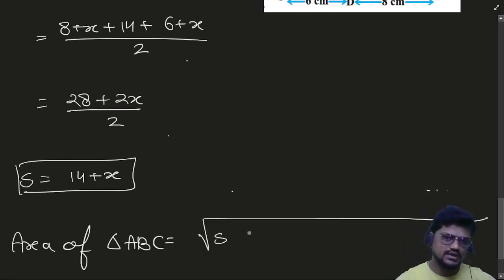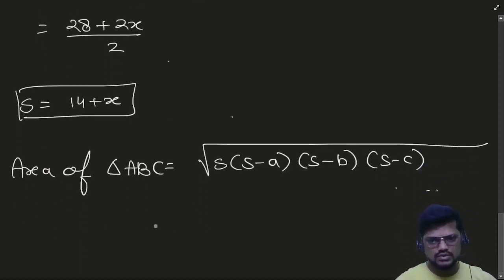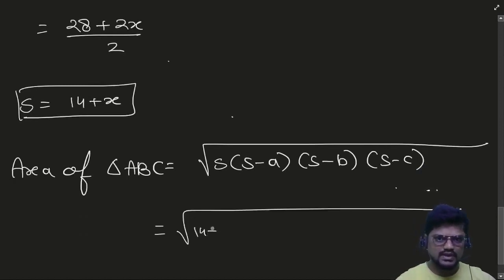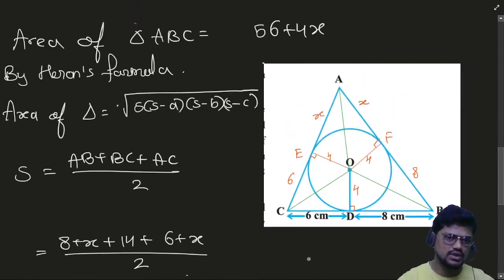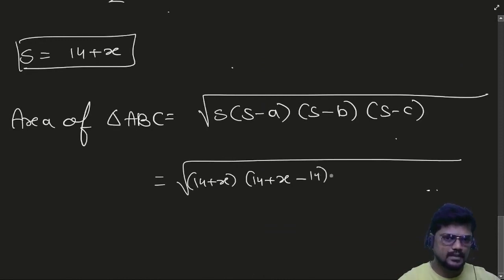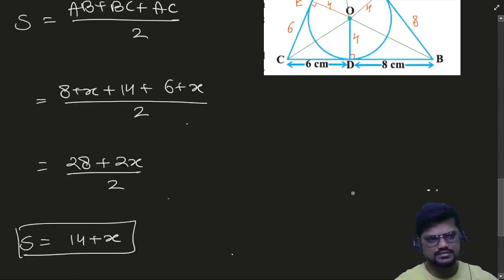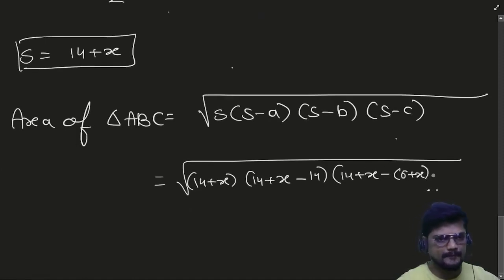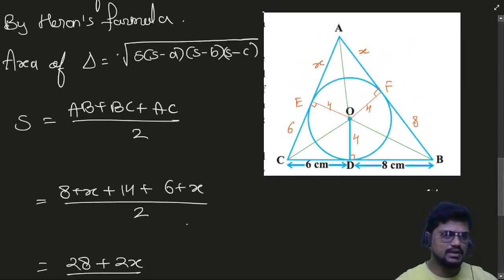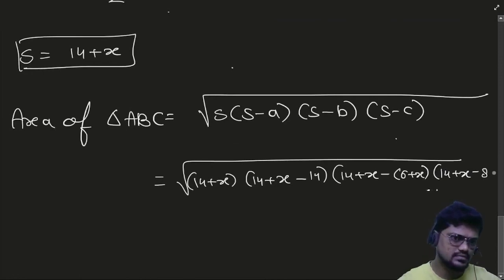Now, area of triangle ABC by using Heron's formula will be under root of S into S minus a into S minus b into S minus c. So that will be equal to 14 plus x into 14 plus x minus a, means the side opposite to a, that is 14, into 14 plus x minus b. What will be the value of b? The side opposite to b, that is 6 plus x, into 14 plus x minus c. The value of c will be this AB, that is 8 plus x. Are you getting it?